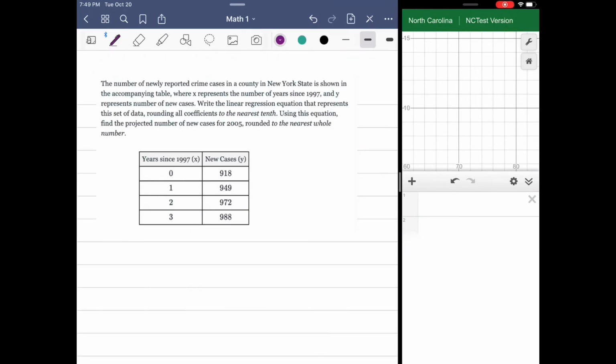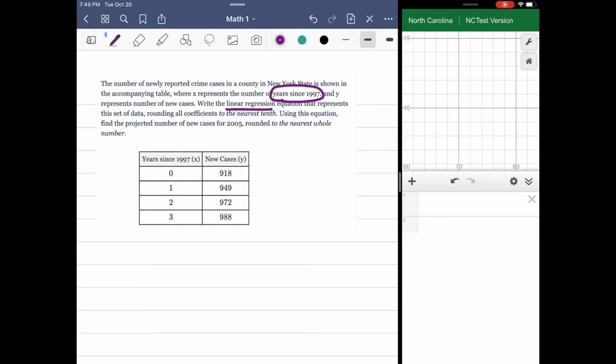Let's look at this example. I pulled this one directly from Desmos because I wanted to make sure that we were all clear about the rounding. So we have a newly reported crime case in a county in New York State. So it says X represents the number of years since 1997. So before, in your last video, if they gave you the year, then you had to convert it into the number of years, but they've already converted it for you, okay?